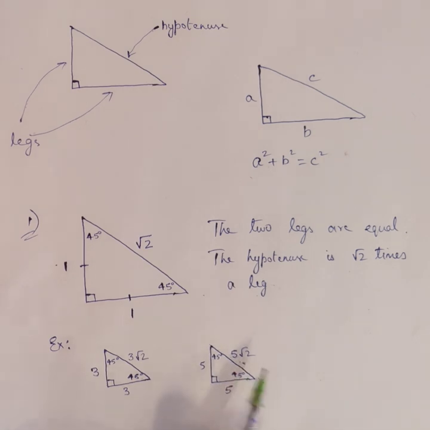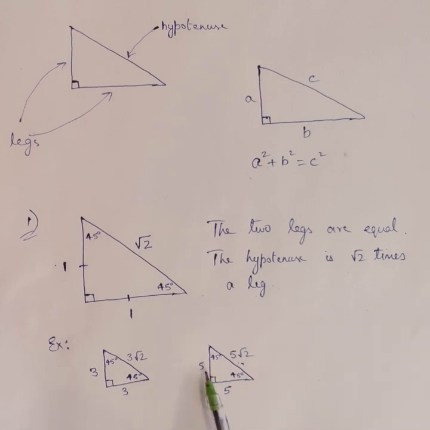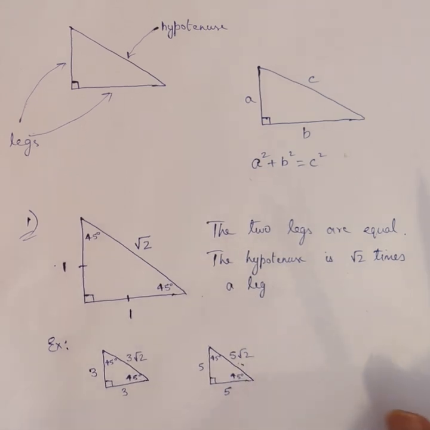If you divide 5 root 2 by root 2, the root 2's cancel each other out and you get 5. Or you can also say, what number should I multiply root 2 by to get 5 root 2? Then you know it has to be 5, because 5 times root 2 is 5 root 2. So that's the characteristic of the first special right triangle. And the problems there involve only either multiplying by root 2 or dividing by root 2.